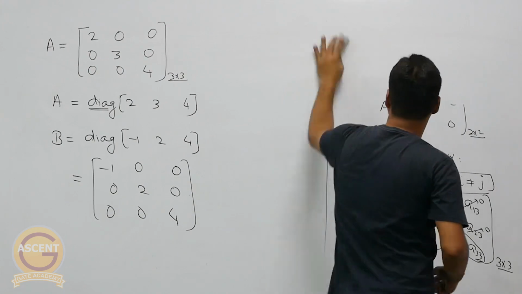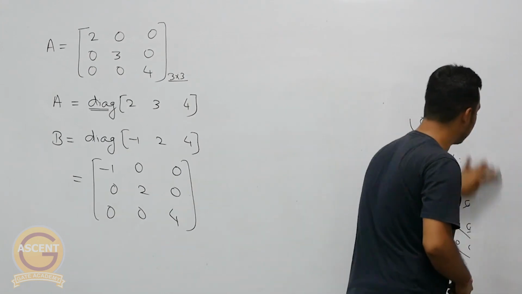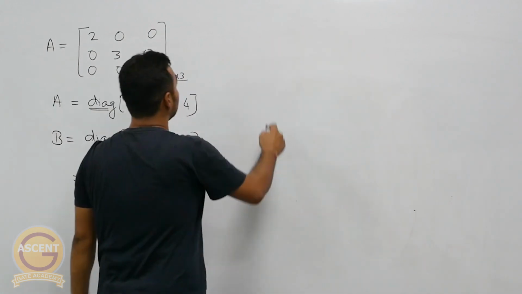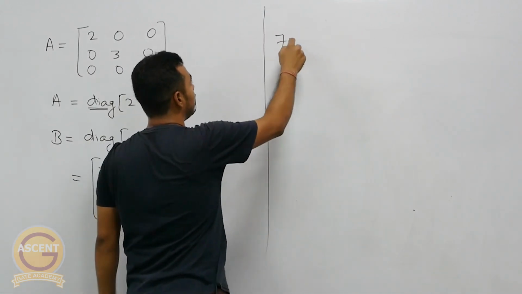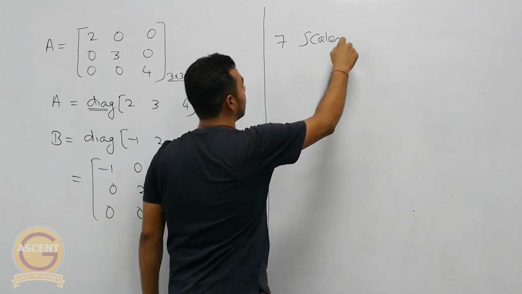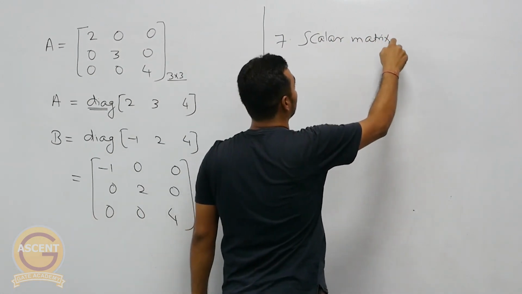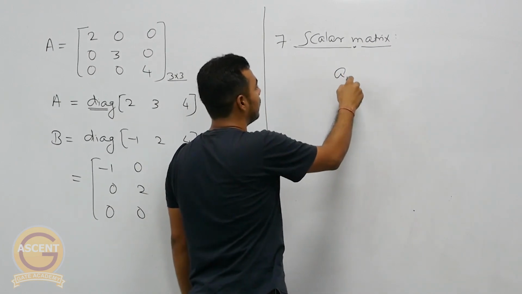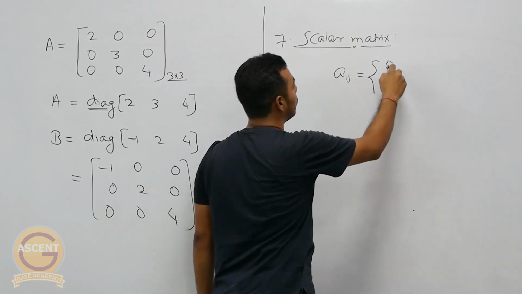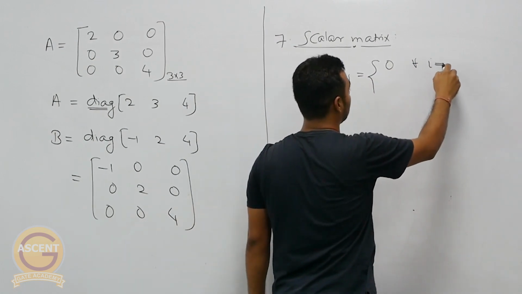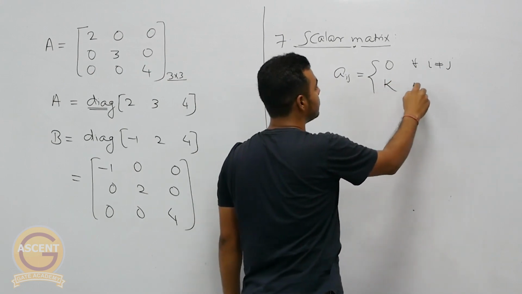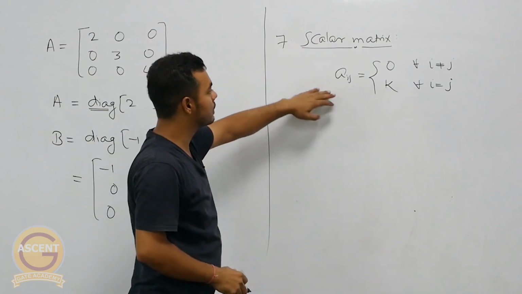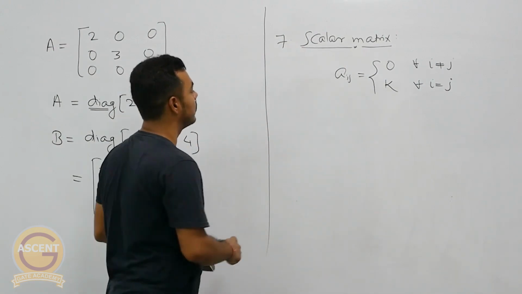Now the next type, number 6 was the diagonal matrix, now the next one is a scalar matrix. So the 7th type is a scalar matrix. Now this scalar matrix is similar to a diagonal matrix. The definition of a scalar matrix is a_ij is 0 for all i not equal to j, and it's some constant for all i equal to j. Now this is the mathematical definition of a scalar matrix. Now with the help of one example, we'll see what is the meaning of this.